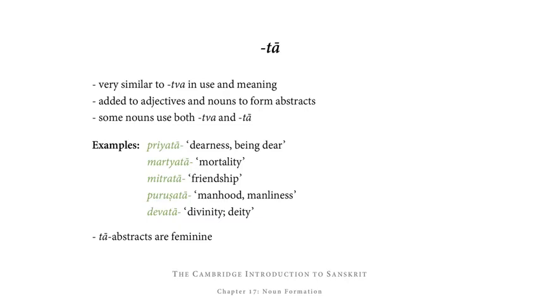Martyata would be the state of being martya, i.e. mortal, and therefore mortality. Mitrata, state of being mitra, being friends, friendship. Purushata, state of being a purusha, so manhood or manliness. And we just saw devatwa, here we have devata, which once again has the double meaning of divinity and specifically a deity and therefore a god. Ta abstracts are of feminine gender.